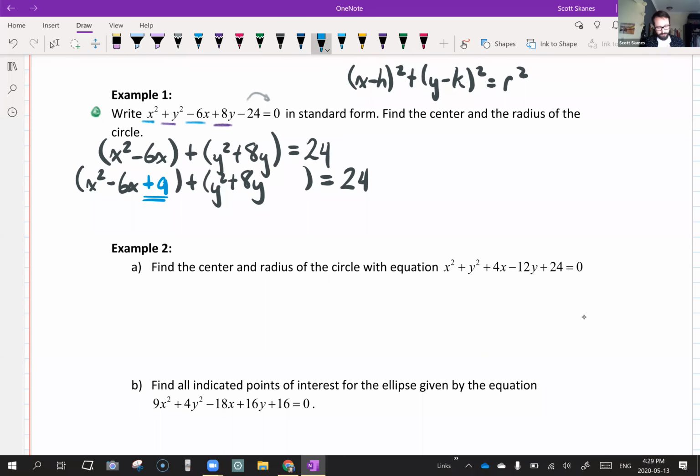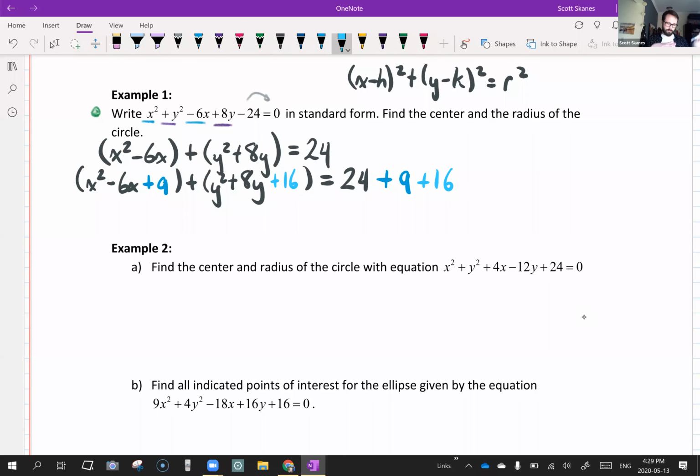Right away, before I forget, I've got to add it to the other side. Okay, that one's done. What about the next one? What's 8 divided by 2? It's 4. 4 squared, 16. So 16 goes there, and 16 goes on this side.